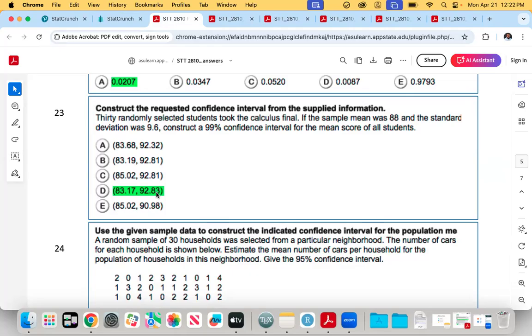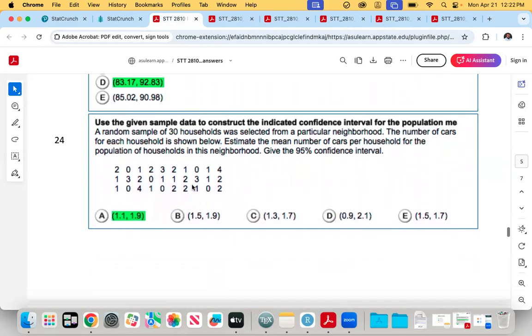Is that okay? Good. Let's get to 24. So 24, we are told that a random sample of 30 households was selected from a particular neighborhood, and then the number of cars for each household is shown below. We should estimate the mean number of cars per household for the population of households in this neighborhood, and then we should give the 95% confidence interval. When I look at the possible answers here, it is a 95% confidence interval. Is that okay? So how do we do that? We need to input this data here in StatCrunch.